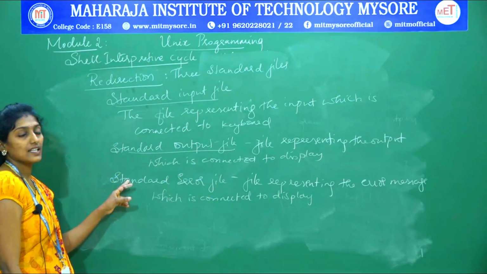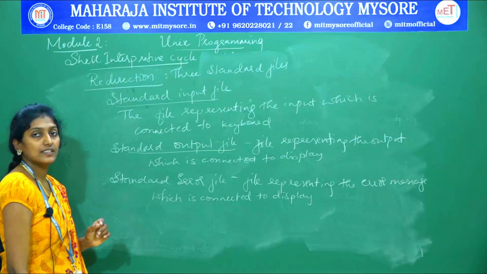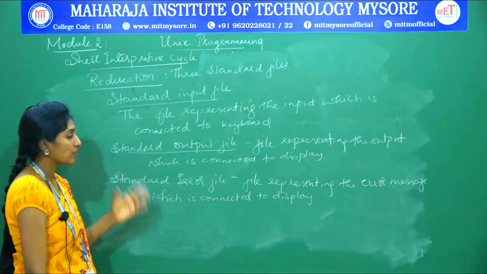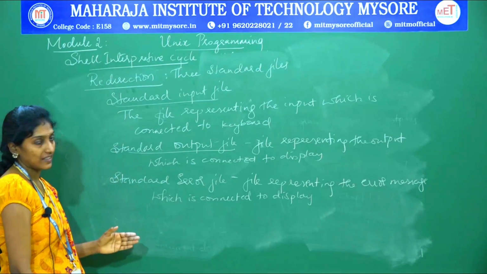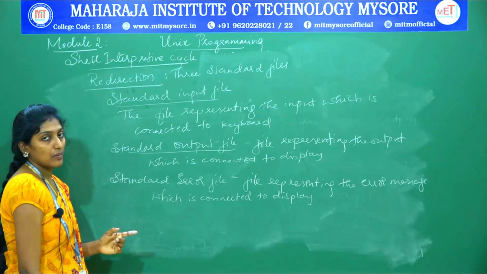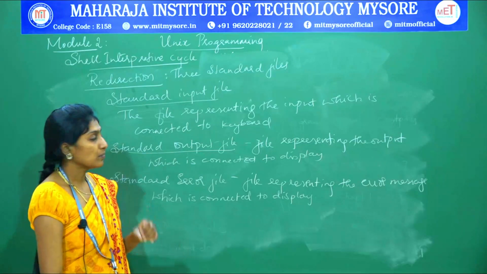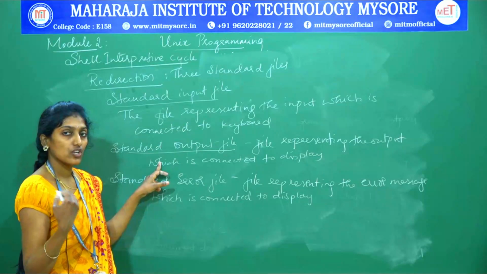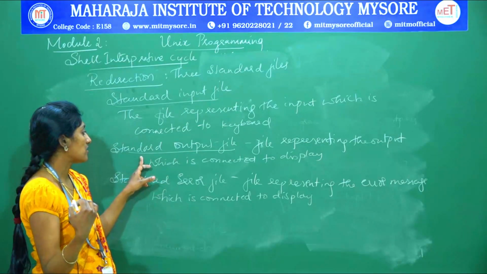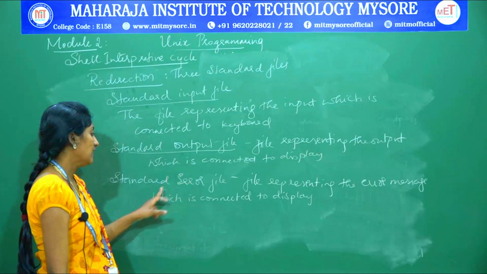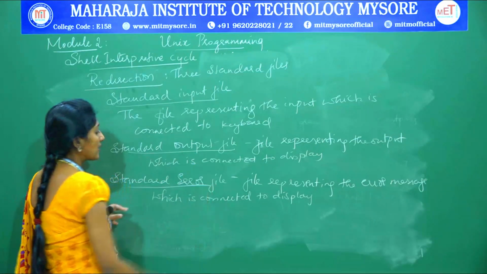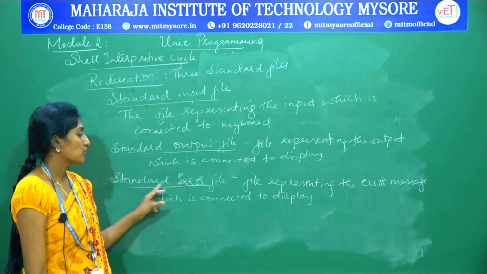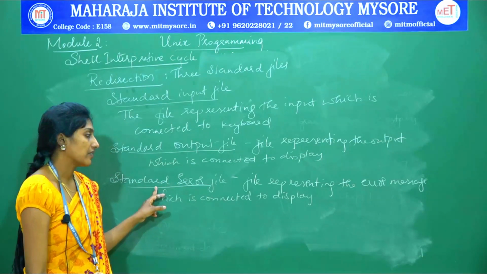So these are the actual meaning of what? The three standard files associated with the shell. Once you log into the system, a terminal will be associated with these three standard files. Whatever command you provide as an input will be associated with this standard input file. The message which you display as an output will be associated with the standard output file, and the error message, if any error occurs during execution of a command, will be associated with this standard error file.